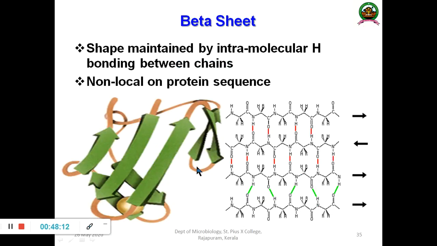Then the beta sheet, you know, is the parallel chain with the strand. The amino acids orient from one direction, from the amino terminal to the carboxy terminal end. Here it is just the opposite direction. So this is the anti-parallel beta sheet, and this other one is the parallel beta sheet, where both the chains are in the same direction, both with the amino terminal in the same direction. So this is the secondary structure, beta sheet.